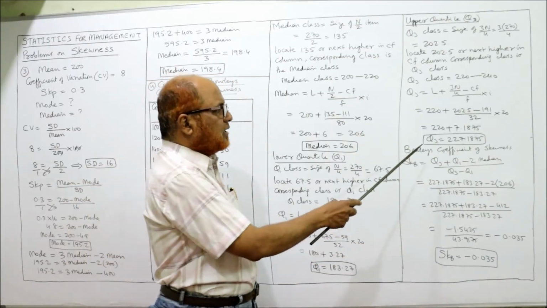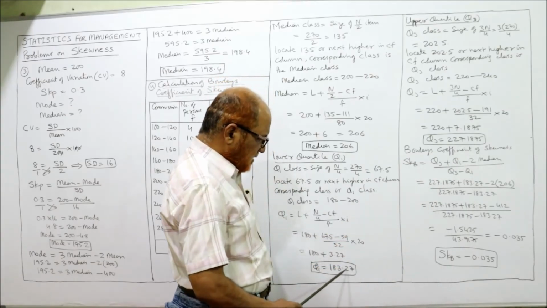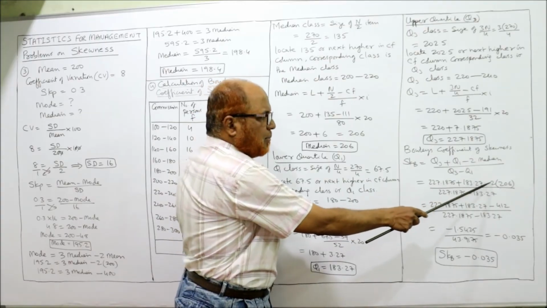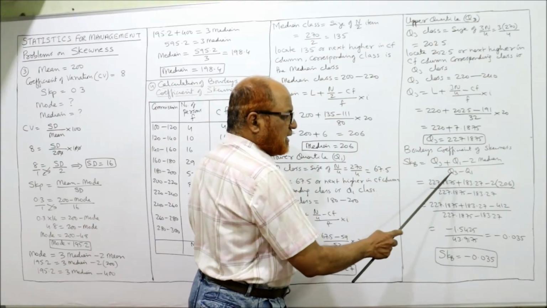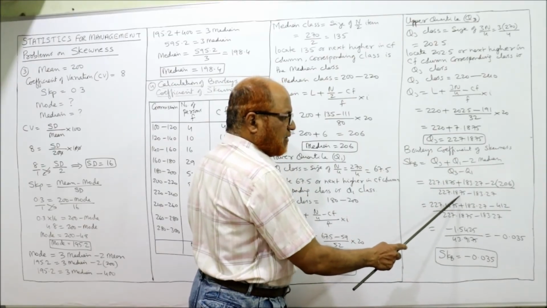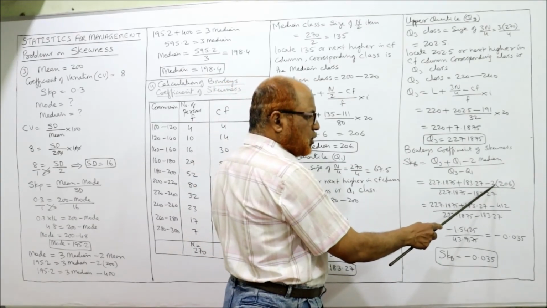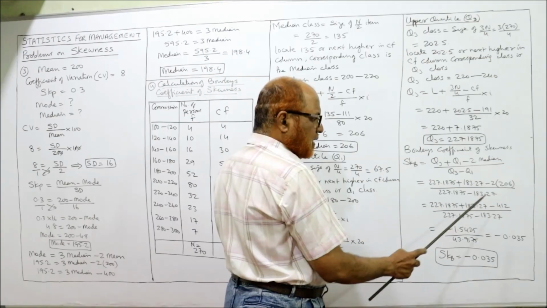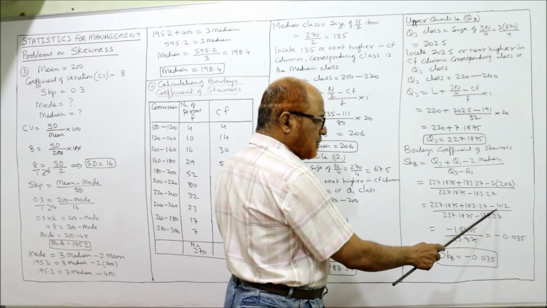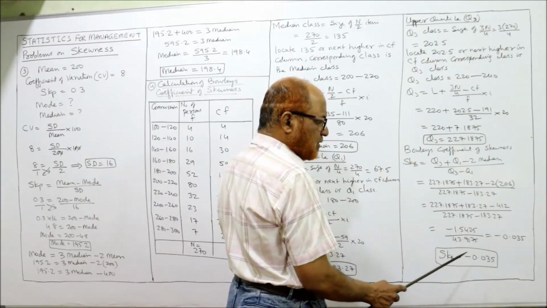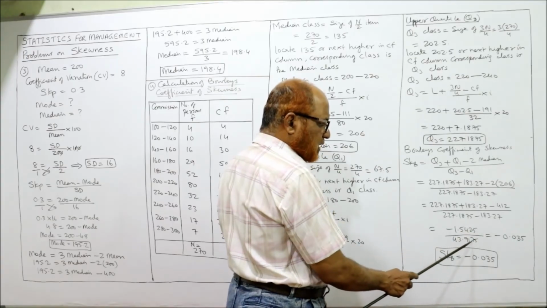Substitute the values. Q3 is 227.1875, plus Q1. Q1 is 183.27, minus 2 into median. The median is 206. So 2 into 206, divided by Q3 minus Q1, 227.1875 minus 183.27. First you open the bracket. 206 into 2 is 412. Now 227.1875 plus 183.27 minus 412. You will get minus 1.5425. Divided by 227.1875 minus 183.27, which is 43.9175.